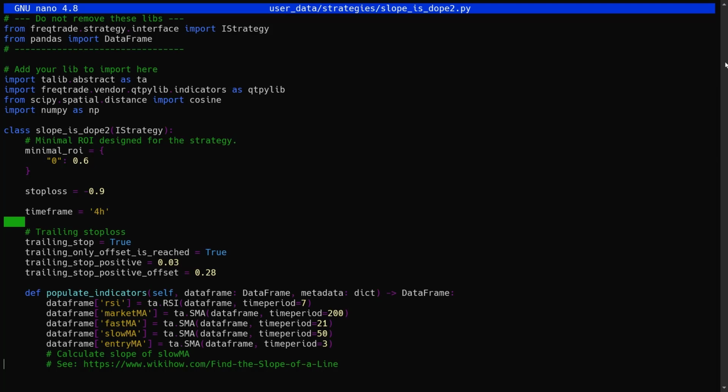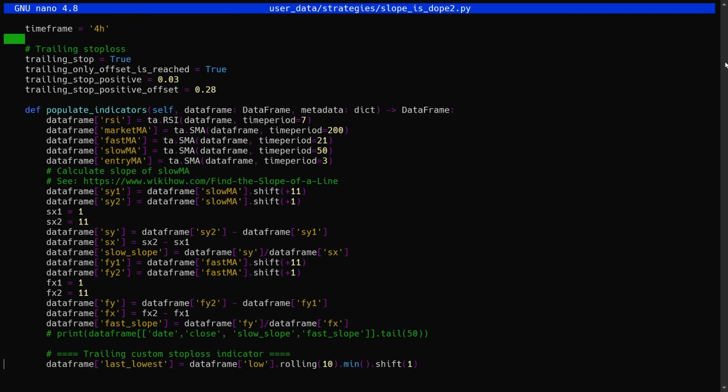Now, what's important to notice here is that I also make use of a trailing stop loss, which is based on an offset. When the position has a 28% gain, which is determined by the positive offset parameter, the offset gets triggered. Then, when there is a 3% loss in the price where the offset was triggered, the bot will sell the position. And in these cases, there would be a theoretical 25% gain on the trade.